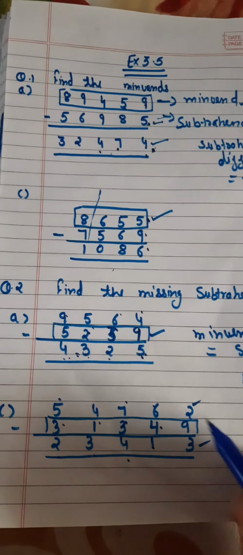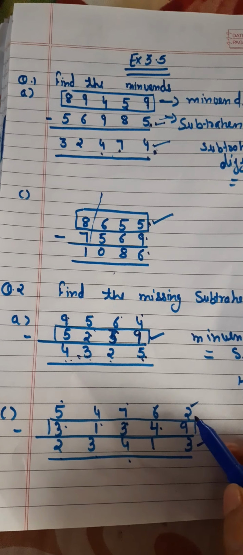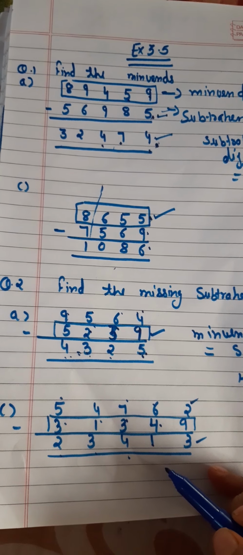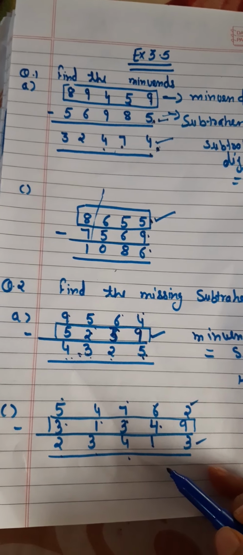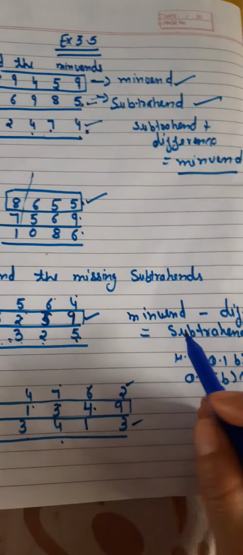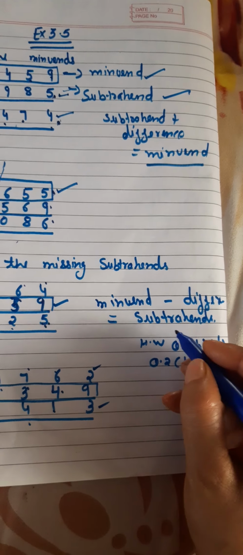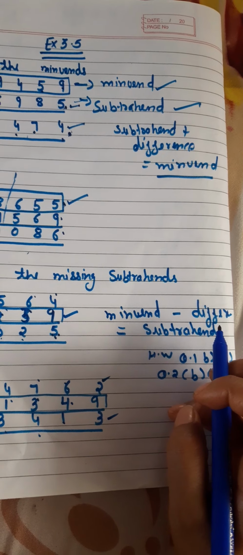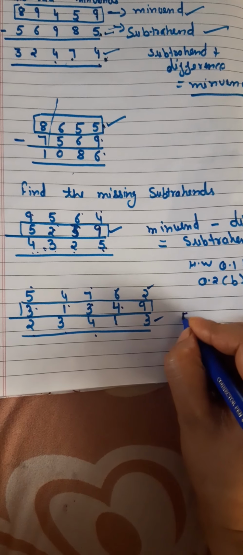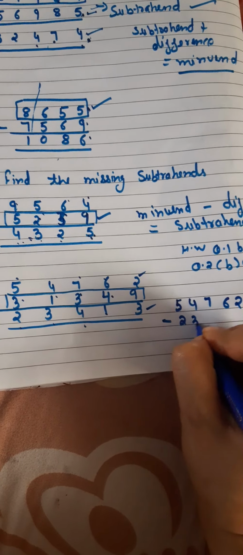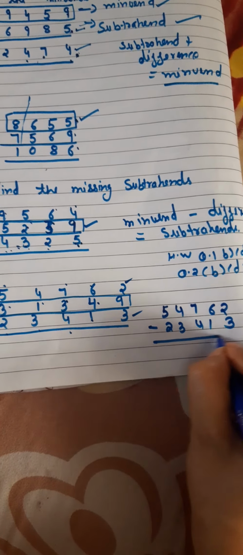Clear? Now, the C part of the same question. Here the minuend is 54,762 and the difference is 23,413. So you have to subtract these two things to calculate your subtrahend, because I had already told you this thing. To calculate the subtrahend, you have to find out the difference between your minuend and the difference. Clear? So let's start. You can do it in a separate manner also. You can write here 5, 4, 7, 6, 2, then minus 2, 3, 4, 1, 3 and later on you can write down your answer.